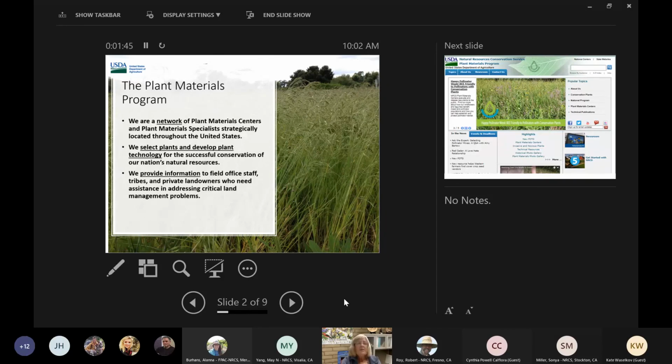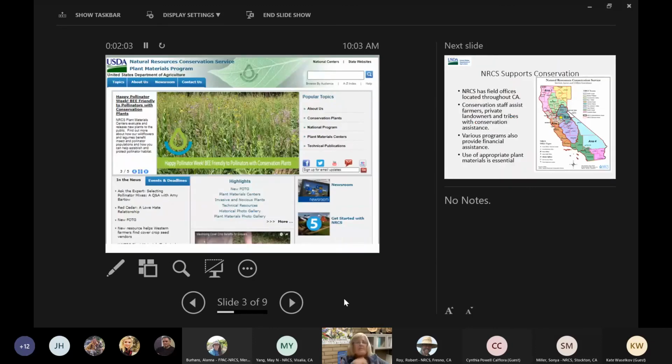We select plants and develop plant technology for conservation and provide that information to our field office staff, tribes, and private landowners. The NRCS motto is, we help farmers help the land. There's a lot more to it than that, but that's basically where we're coming from. This is the website from the National Plant Materials Program. I took a screenshot of it. The Lockford Plant Materials Center has its own website as well, so you can Google us, or I have the contact information on the last slide.